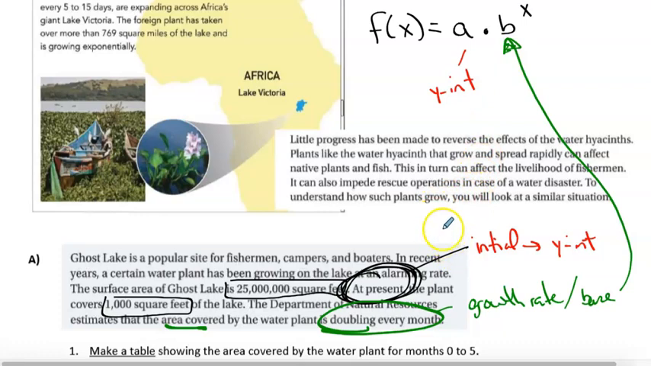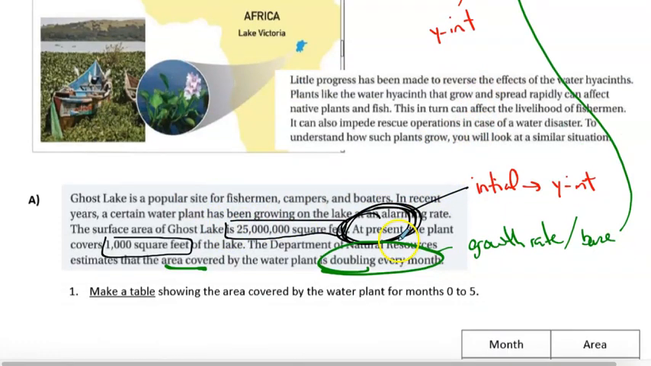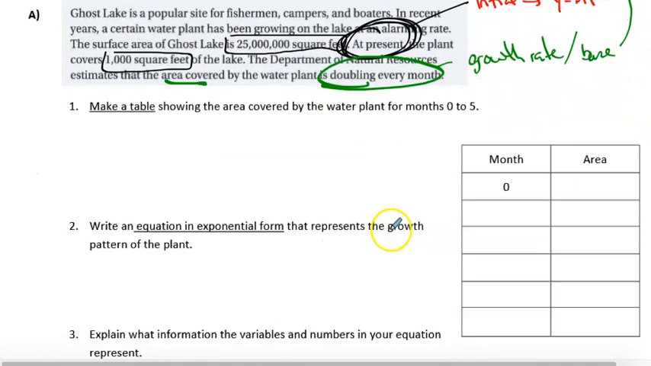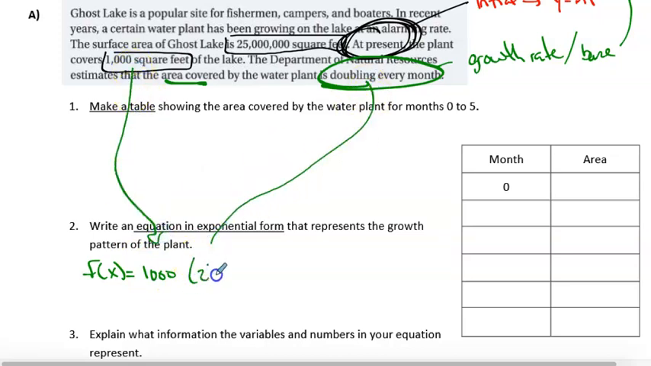All right, so this paragraph has given us enough information to write the equation. So in this packet, we got numbers 1, 2, and 3. We'll come to the table in a second, but we have enough to write the equation. So f of x equals, we said we have 1,000 square feet to start, and then the doubling piece is going to be times 2 to the x power. All right, so there's our equation. Beautiful. So write the equation of the exponential form.